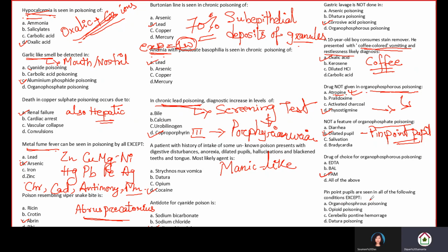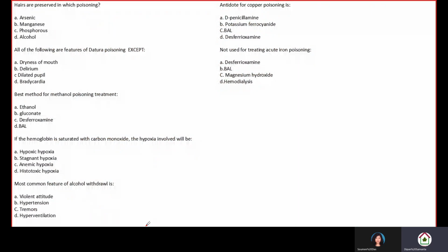Yeah. Next, pinpoint pupil is seen in all of the following conditions except datura poisoning. In datura poisoning, pupils are widely dilated with loss of accommodation for near vision. Loss of accommodation occurs and pupils are widely dilated in datura poisoning. Hairs are preserved in which poisoning? Blood, urine, hairs, and fingernails are all used to detect arsenic poisoning.